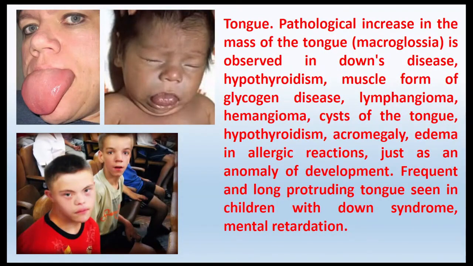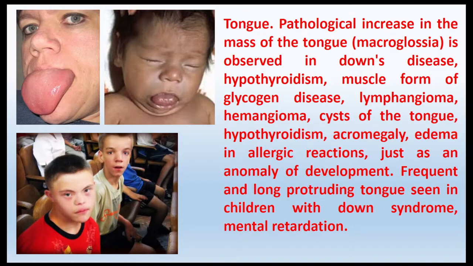Different variants of pathological increase of the mass of the tongue, macroglossia, are observed in Down syndrome, hypothyroidism, muscle glycogen diseases, lymphangioma, and cyst of the tongue, acromegaly, and edema in allergic reaction.